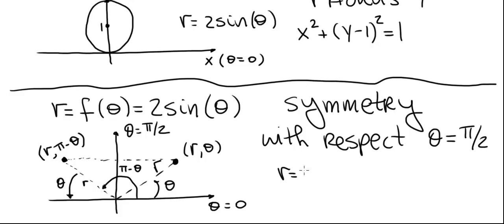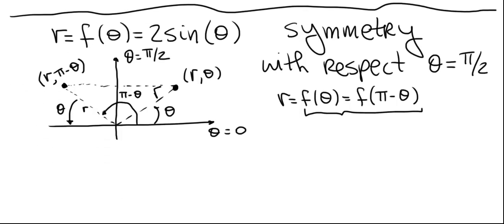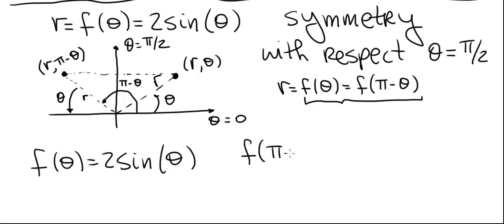If the original equation is r equals f of theta, if we replace theta with pi minus theta, plug pi minus theta into the original equation and get the same r, then we've established that the graph is symmetric with respect to the line theta equals pi over 2, which is the y-axis. So now our f of theta is 2 times sine theta. And so let's evaluate f of pi minus theta. That's 2 times sine of pi minus theta.